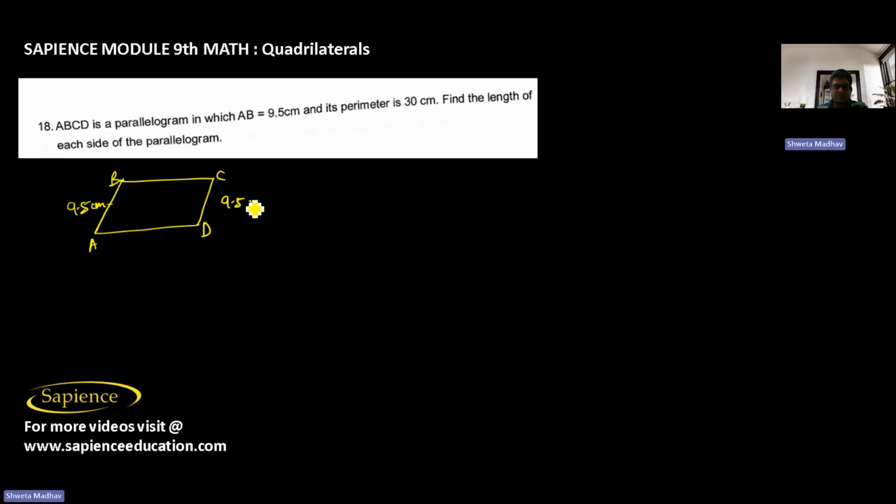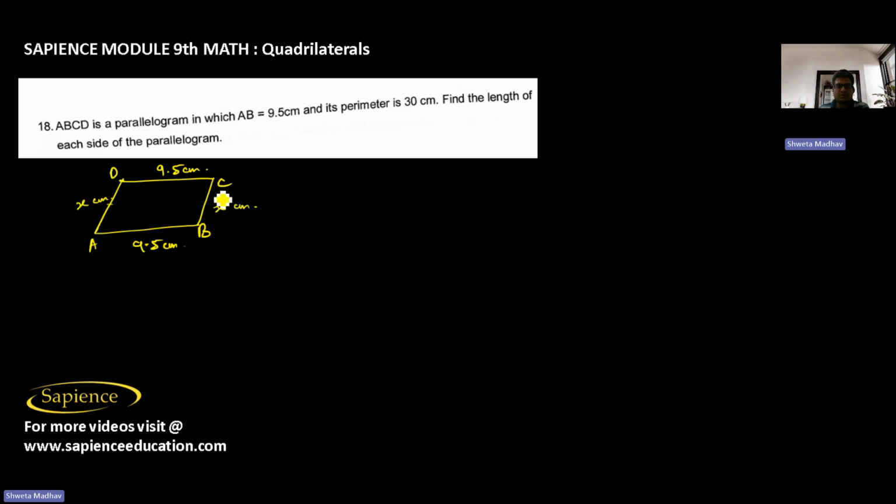So AB is 9.5 centimeters, and it is told the perimeter is 30 centimeters. Then find the length of each side of the parallelogram. We can take this as ABCD. AB is 9.5 centimeters, so the opposite side will also be equal, so this is also 9.5 centimeters. Let's say BC is x centimeters and AD is also x centimeters.